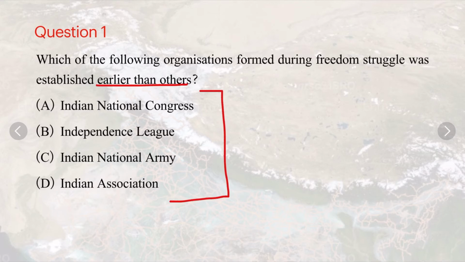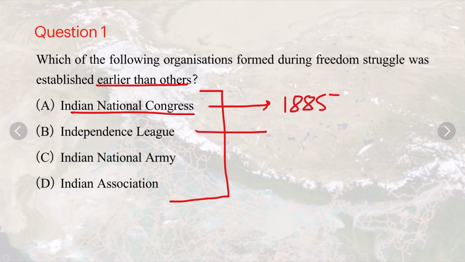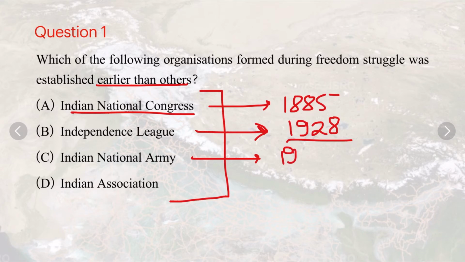सबसे पहले इनमें से कौन सा बना था? इंडियन नेशनल कांग्रेस. This was basically formed during 1885. Okay, Indian Independence League. So with this Independence League, Subhash Chandra Bose was associated. Jawaharlal Nehru was there. So this was basically formed in the 1920s, 1928 basically. And then Indian National Army, again Subhash Chandra Bose was associated with it. Azad Hind Fauj, 1942 में बनाई गई थी ये.